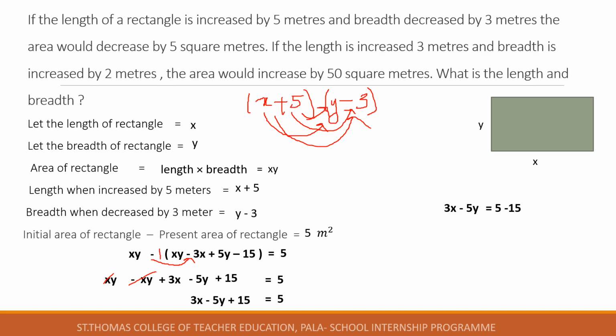3x minus 5y equal to 5 minus 15. Good. Then 3x minus 5y equal to 5 minus 15 is minus 10. So here we got the first equation as 3x minus 5y equal to minus 10.